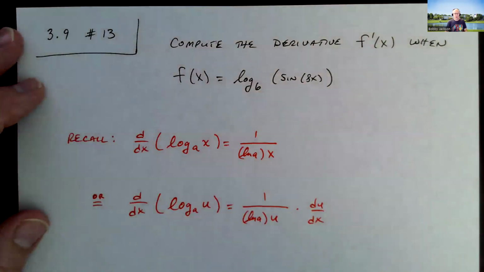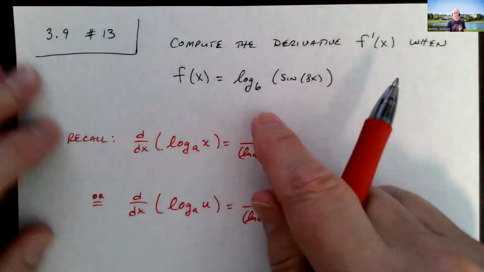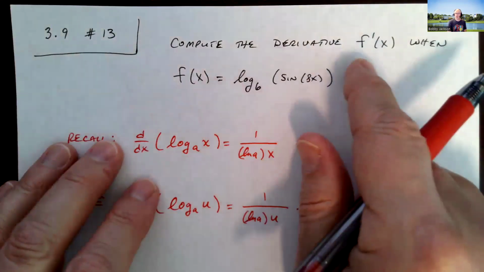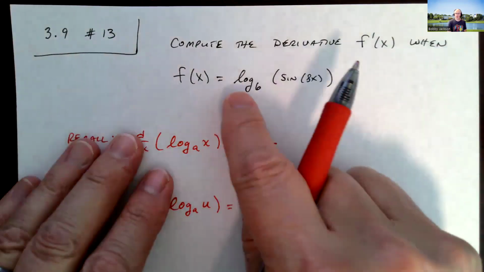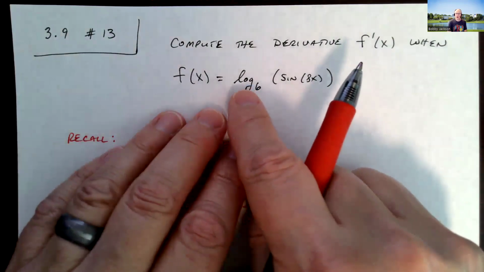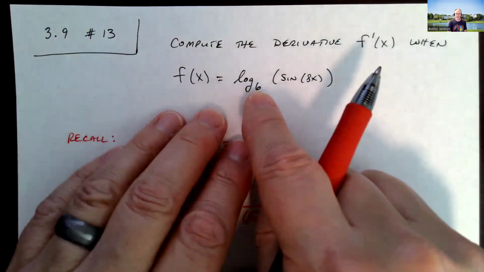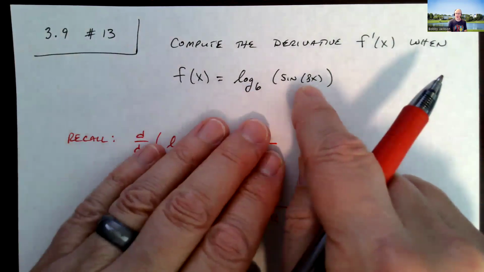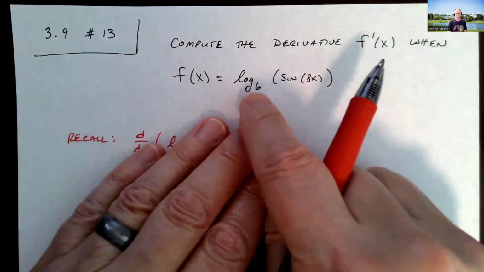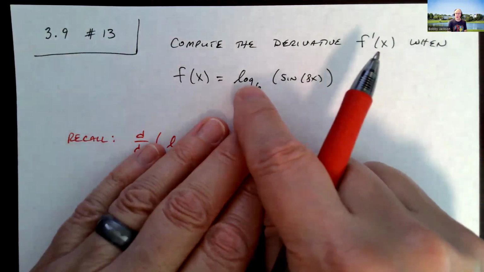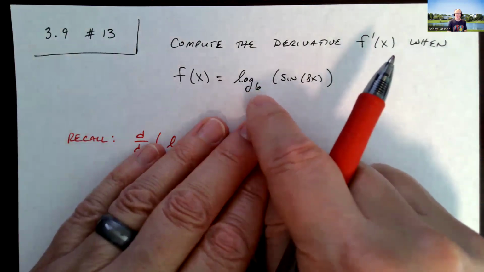Okay, let's take a look at number 13 in section 3.9. Fairly quick one. We're going to compute the derivative f prime of x when f of x is this function. Notice this is a logarithmic function. It's log base 6 of sine of 8x. Notice it's not the natural log, which would be log base e, or ln as we'd write it. So this is log base 6.